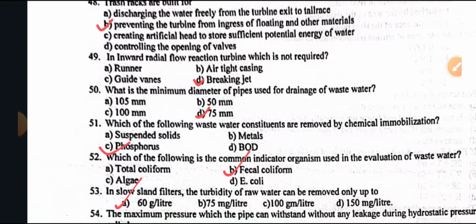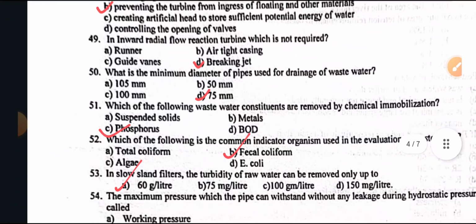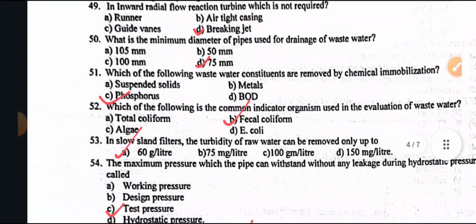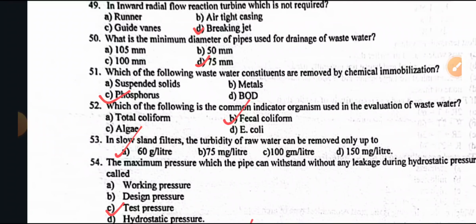Almost 7 cm, not lesser than 7 cm, the minimum diameter, even lesser than 10 cm. Which of the following wastewater constituents are removed by chemical immobilization? Phosphorus is the material which is removed by chemical immobilization in wastewater. Which of the following is the common indicator organism used in the evaluation of wastewater?